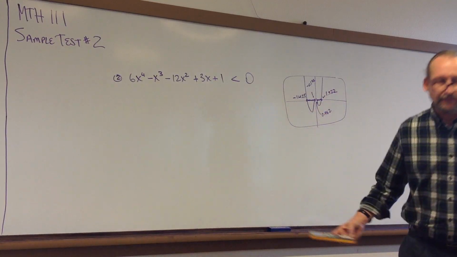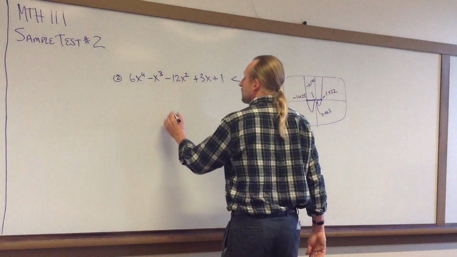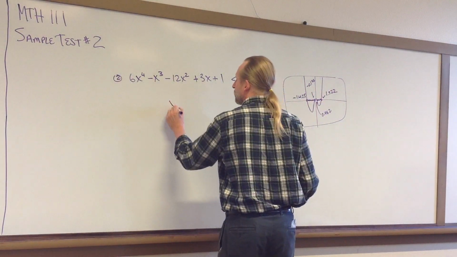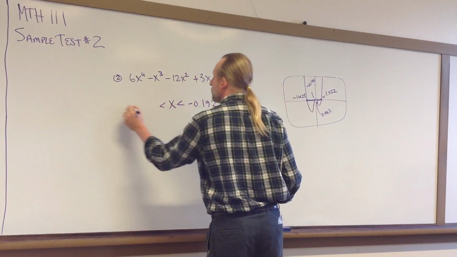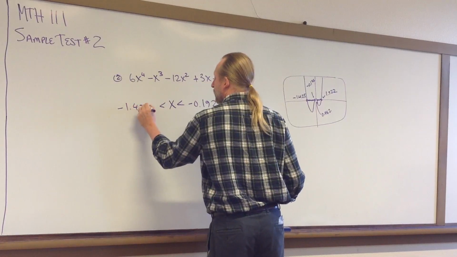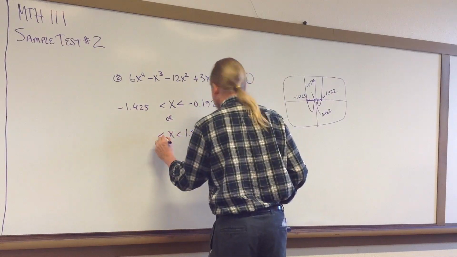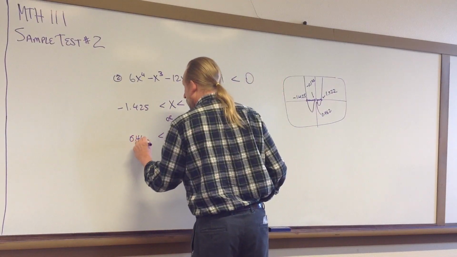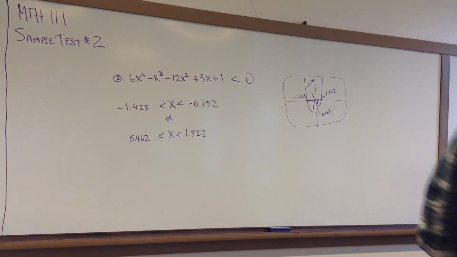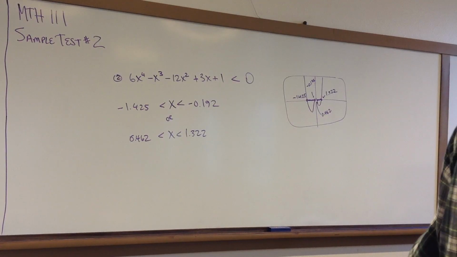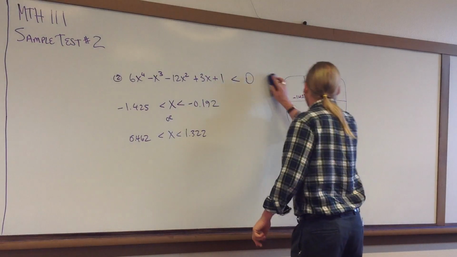Okay, so we already identified our intervals there where the graph is going to be below the x-axis. So now we just have to represent these two intervals with two separate statements. X less than negative 0.192 but greater than negative 1.425, or x less than 1.322 but greater than 0.462. So there's problem 2. Where is the graph less than 0? All right, let's take a look at problem 3.